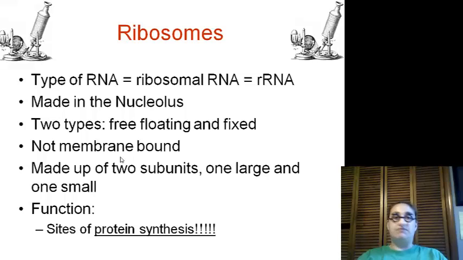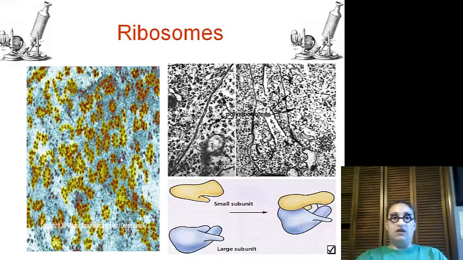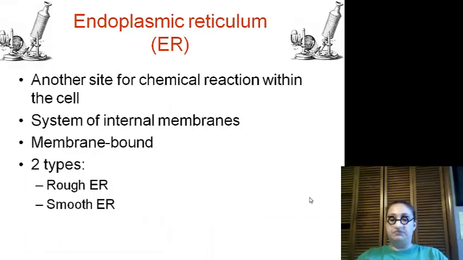They do not have a membrane that surrounds them. They are made up of two subunits, a large and a small, and they're used for protein synthesis to make our proteins. So again, these are some that are attached here to the endoplasmic reticulum, and we have a small subunit and a large subunit that combine together to create the full ribosome.